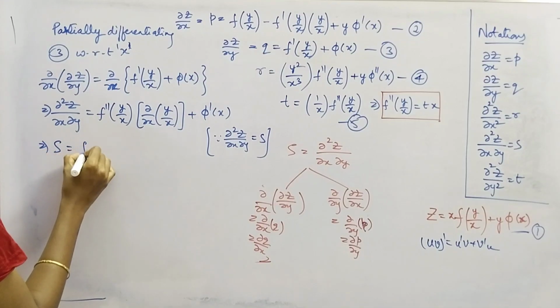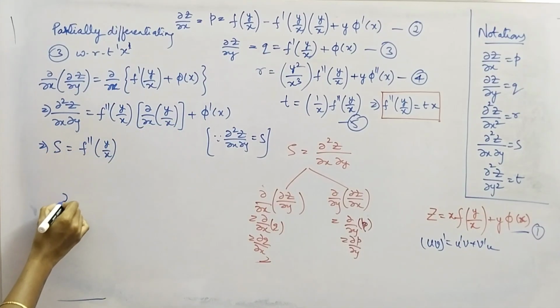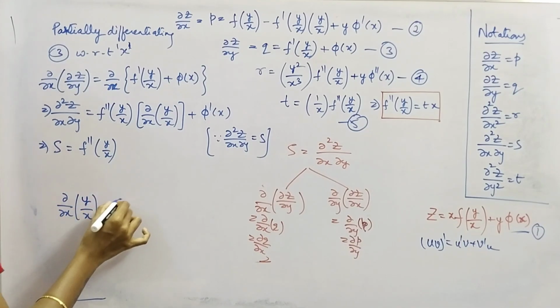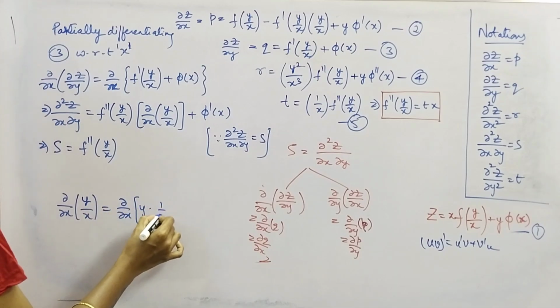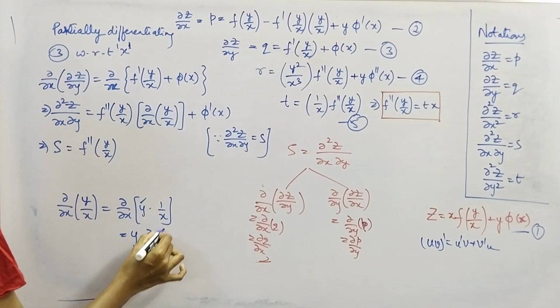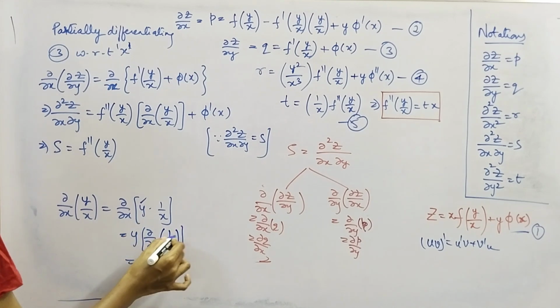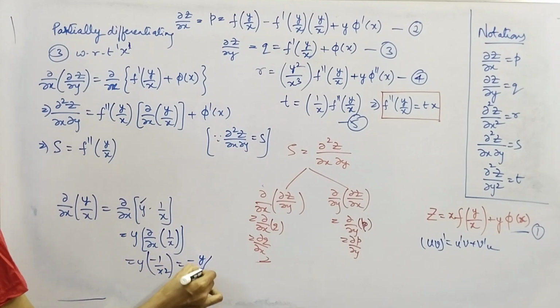We'll get s equal to f double dash of y by x, and the partial derivative of y by x is, we can write y by x as y into 1 by x. Here y is treated as constant, so pull this out. We'll get, okay, the partial derivative of 1 by x is minus 1 by x square, so y into minus 1 by x square is minus y by x square.